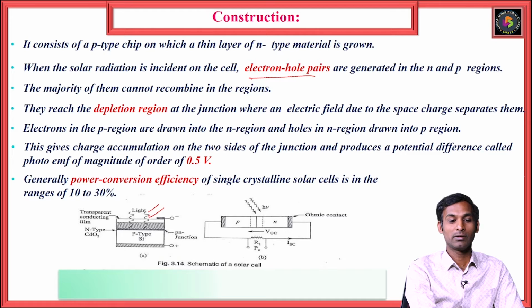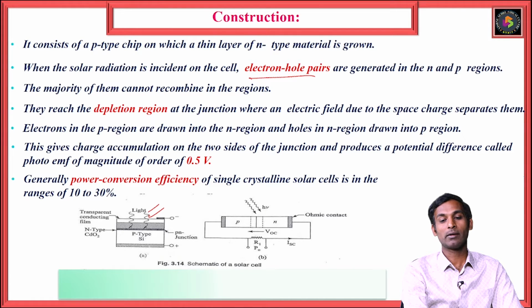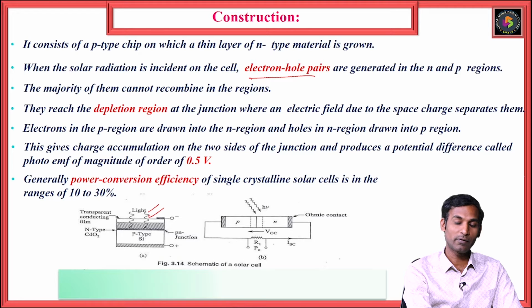This gives charge accumulation on two sides of the junction, which produces a potential difference called the photo electromotive force, on the order of nearly 0.5 electron volts. That means it is said to be EMF, photo EMF. Here the charge accumulation takes place on the two sides of the junction, producing a potential difference called the photo EMF. So the generation of voltage across the PN junction is nearly 0.58 volts.